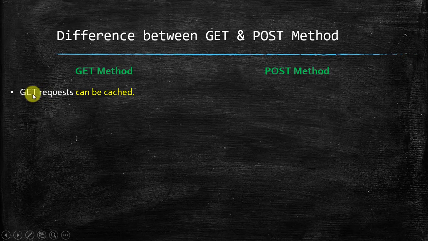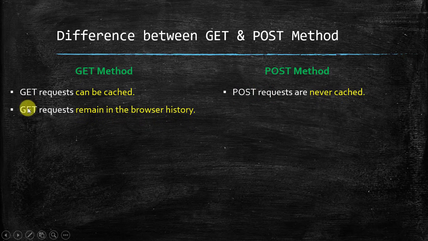The first difference is get request can be cached. Now what is the meaning of this? Whatever information we have sent using get method can be stored in a cache memory. But if you use the post method, then whatever information we have sent in our request message cannot be stored in a cache memory. So we can say that post request is never cached.